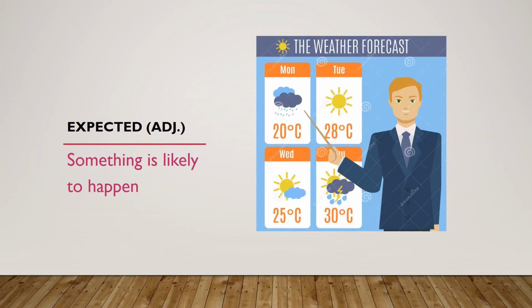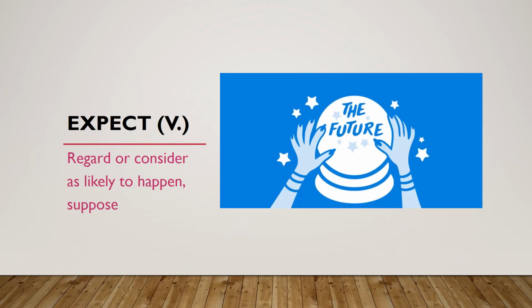Expected. Expected is an adjective which means something that is likely to happen. For example, the weather forecast says that tomorrow is expected to be cold or rainy. It's expected. The verb is to expect. Expect means to regard or consider as likely to happen. It means to suppose. I expect to see you tomorrow at the party, for example. I expect it will rain tomorrow.